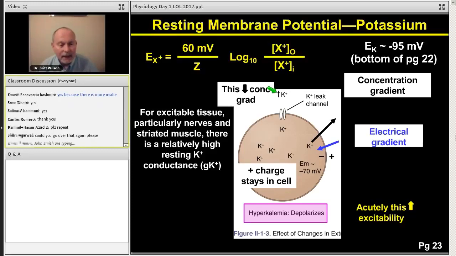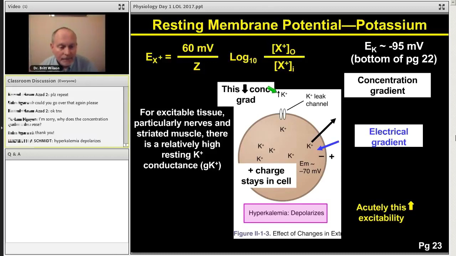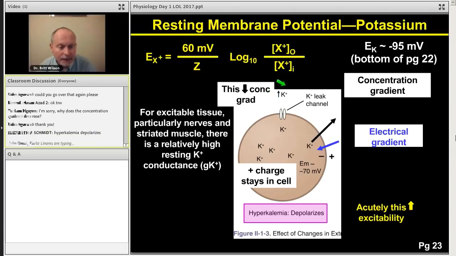Hyperkalemia means elevated potassium outside the cell. That means there's less of a concentration gradient, so potassium stays, positive charge stays, depolarizes. I just think concentration gradient. That's all I have to do. They will ask me this, and I will do this in my head before I ever answer it. Because the outside went up.